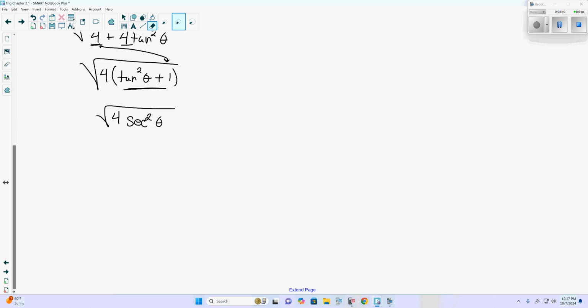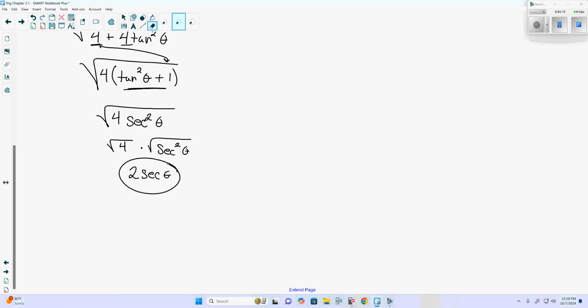We can break this down according to our radical properties. If I have two things multiplied inside the radical, it is the same as the radical of each being multiplied together. So the square root of 4 secant squared is the same as the square root of 4 times the square root of secant squared. Well, the square root of 4 is what? 2. The square root of secant squared is secant. So the answer for this here is 2 secant theta.